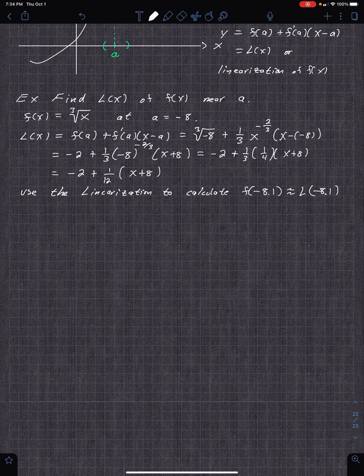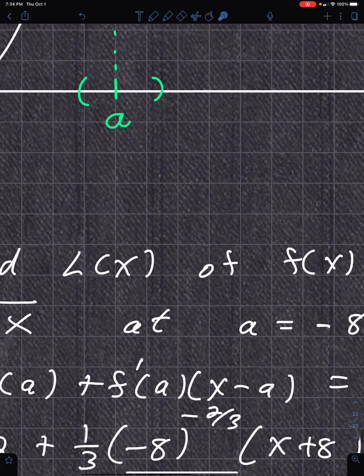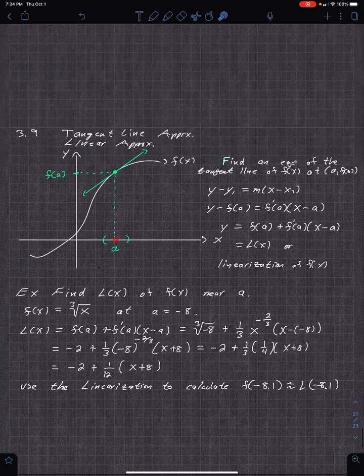So close to it, right? Close to the value, like you're going here, it's going to be almost the function value. That's the idea.